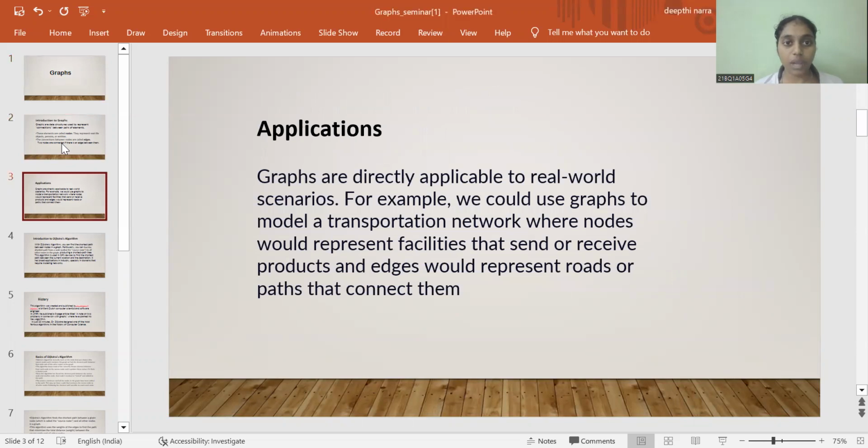Next, applications of graphs. Graphs are directly applicable to real-world scenarios. For example, we could use graphs to model a transportation network where nodes would represent facilities that send or receive products and edges would represent roads or paths that connect them.